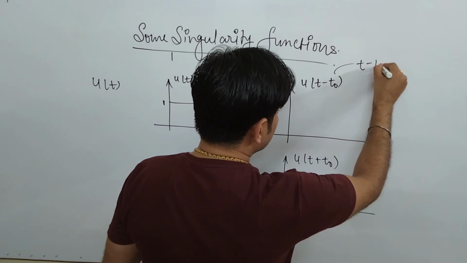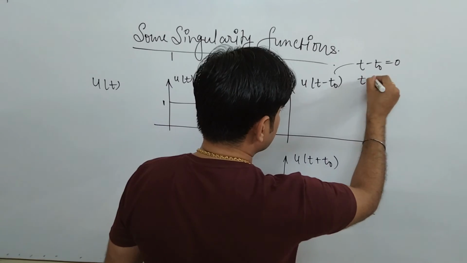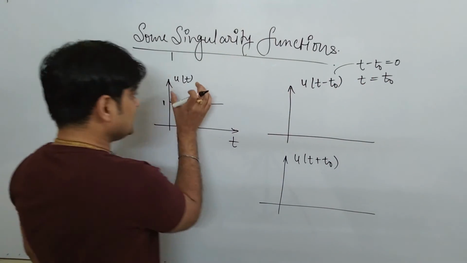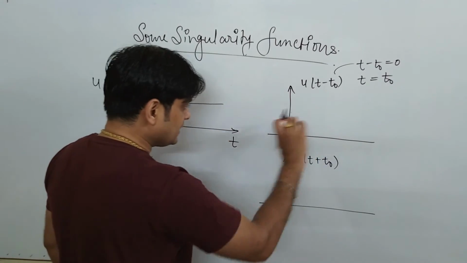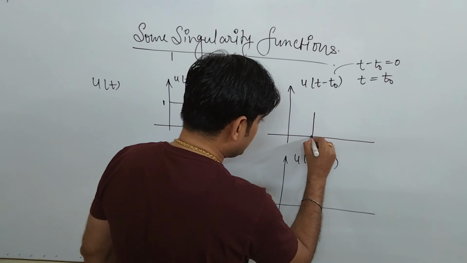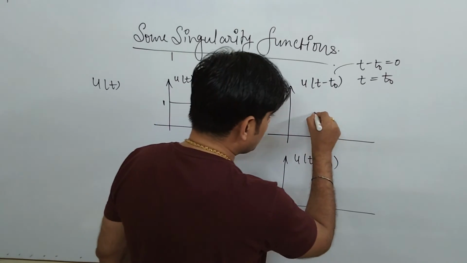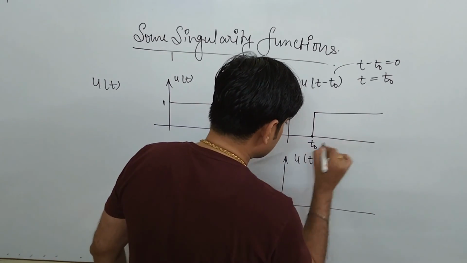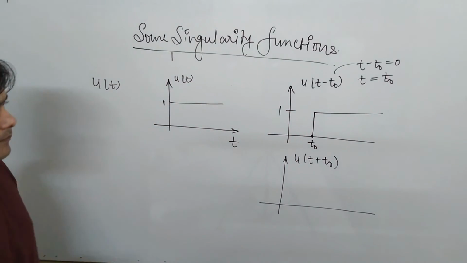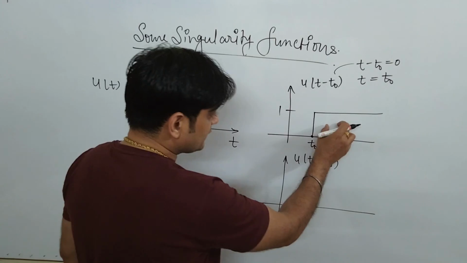How will you find it? If you compare, t minus t naught equal to 0, so t comes to be t naught. It represents that this function is shifted by some time instant t naught. Now t naught is a positive time, so your function moves in this fashion and this is your t naught. Again the value remains the same. So this is u(t minus t naught).